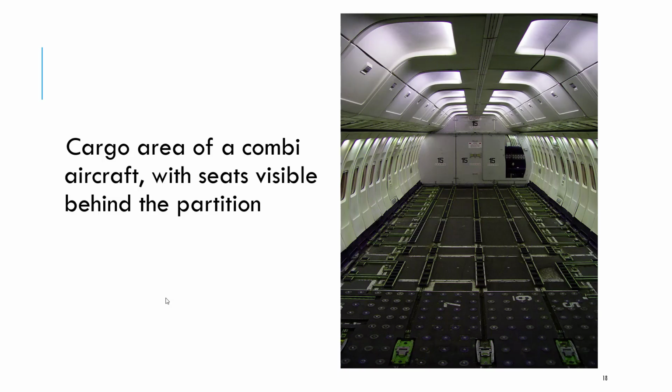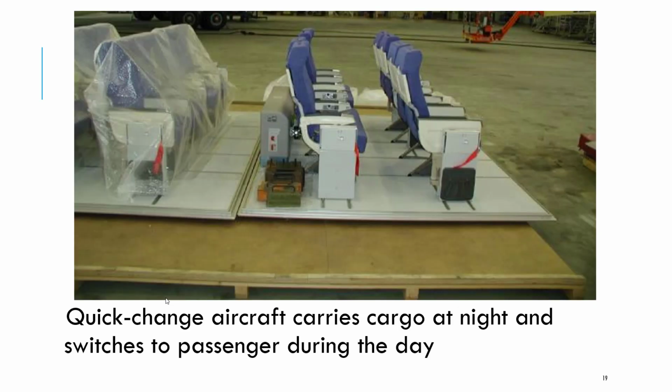Here is a look at what that looks like from the inside. So this one could actually switch out to be either passenger or cargo in this part that's currently set up as cargo. We have quick change aircraft. It carries cargo at night and then switches to a passenger plane during the day. So what they have to do is have these panels that you see with the seats attached, pick them up, and put them in over top of the part where the deck is for the cargo.